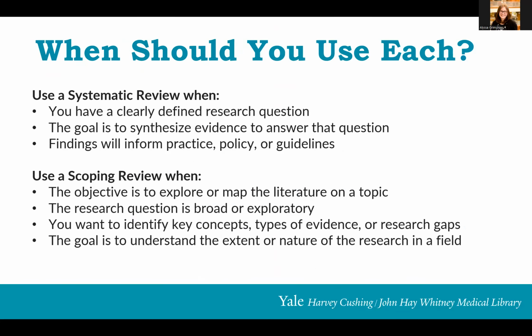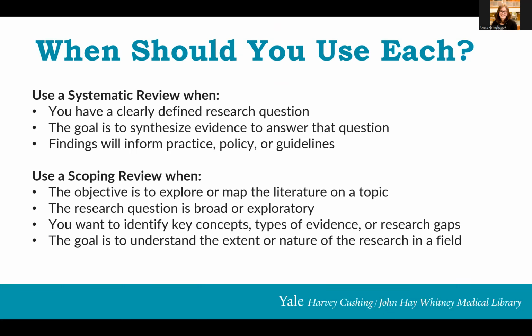And when should you use each? Choosing between systematic reviews and scoping reviews largely depends on the goal of the project and the type of question being asked. A systematic review is more appropriate when the research question is clearly defined and the objective is to synthesize evidence in order to answer a specific question. These reviews typically include formal assessment of study quality and risk of bias, which allows findings to support clinical decision-making, guideline development, and policy recommendations.